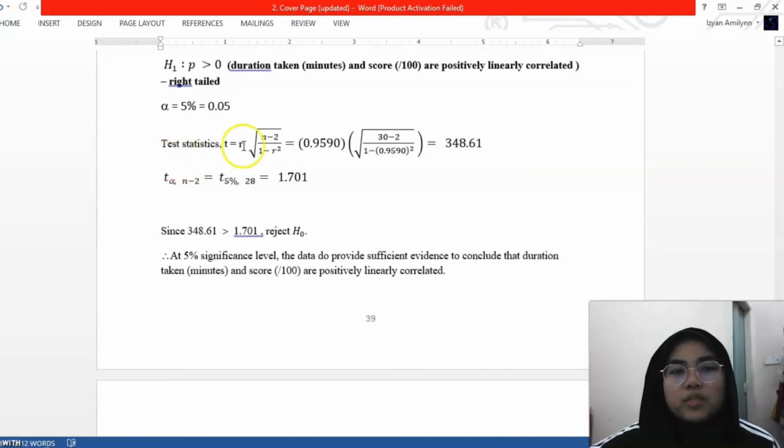The third step is we need to do the test statistic. So for the value of t, we need to use the formula. So this is the calculation. The final value is 348.61.